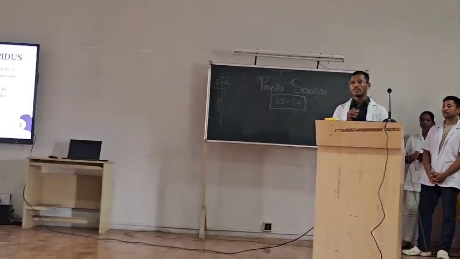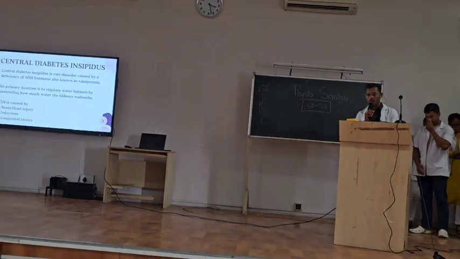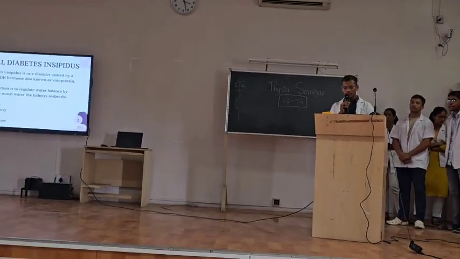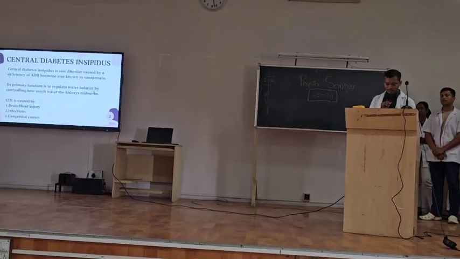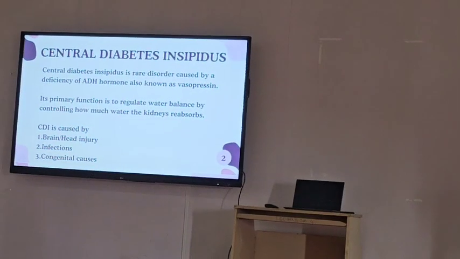My topic is central diabetes insipidus. Central diabetes insipidus is a rare disorder which is caused due to ADH deficiency. ADH is also known as vasopressin. Its primary function is to regulate water balance, and it acts on the kidney by reabsorption of water.